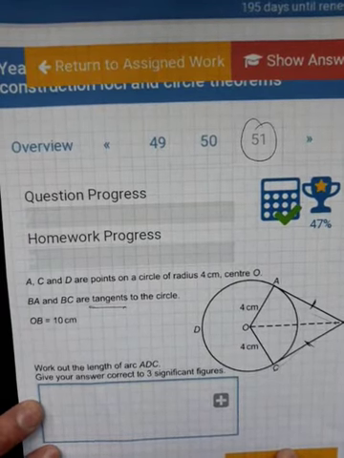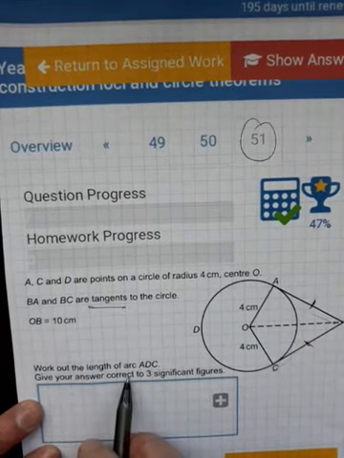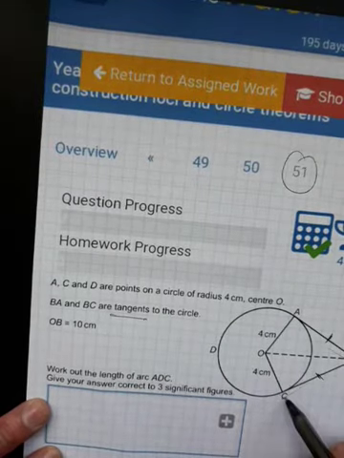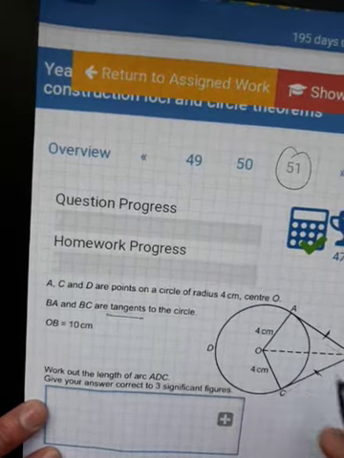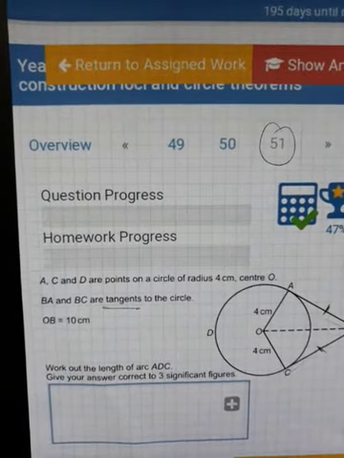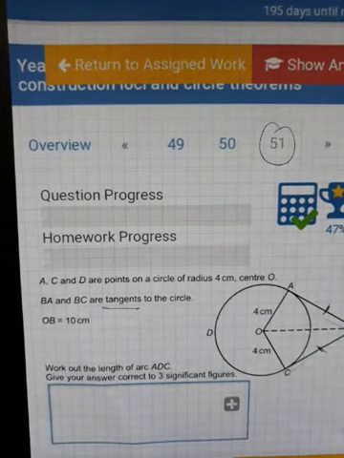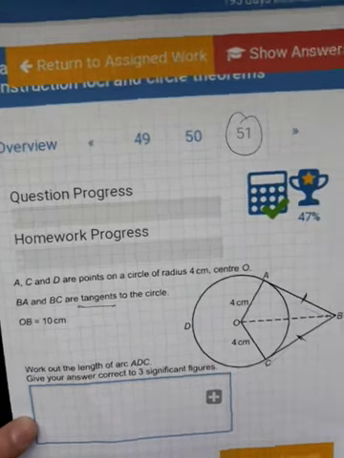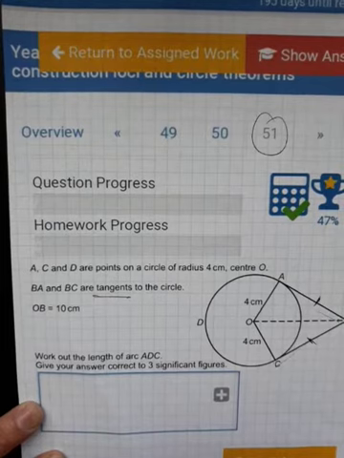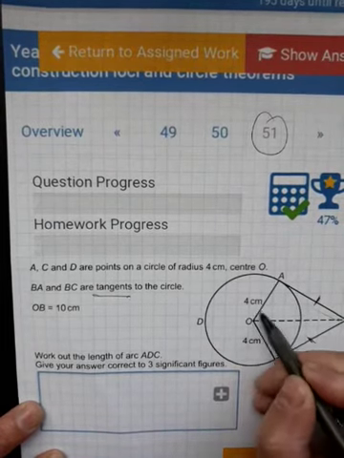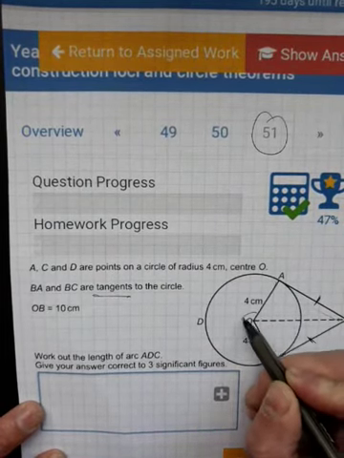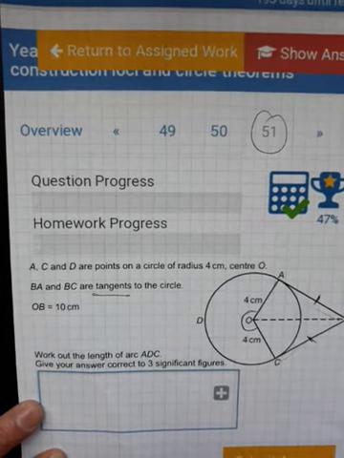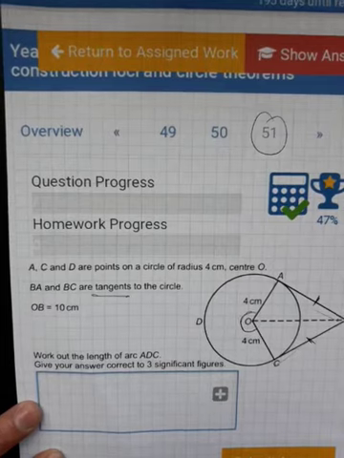So let's have a look at what the question is. Work out the length of arc ADC. Okay, this is slightly different to anything we've had before. We are going to have to work out a length here. Now, how do we work out the length of an arc? Well, this comes back to some circle work we would have done earlier in the year. We're going to need to know the radius, and we're going to need to know the angle. In this case, this angle here, which determines the length of that arc.